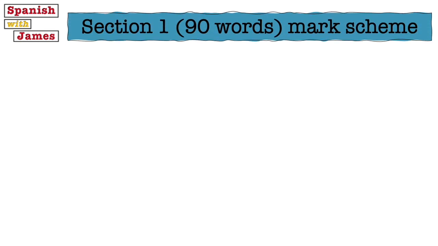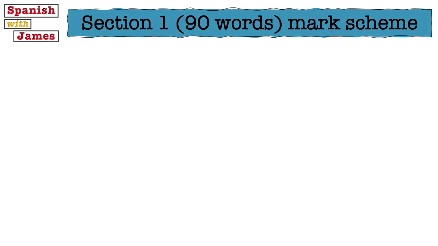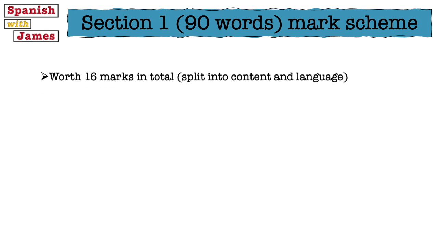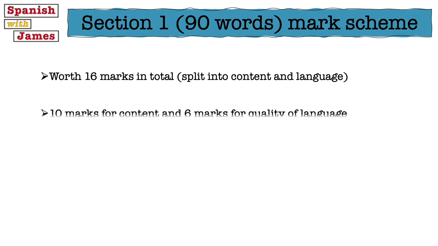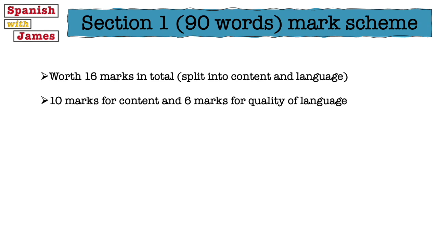So now I'm going to show you the mark scheme that examiners and your teacher will use to mark a 90-word question. So the question's worth 16 marks in total, and these marks are split into content and language, 10 marks for content and 6 marks for the quality of language. So as you can see, actually the content is more important than actually how good the Spanish that you use is, and that's why it's so important to do all 4 bullet points.